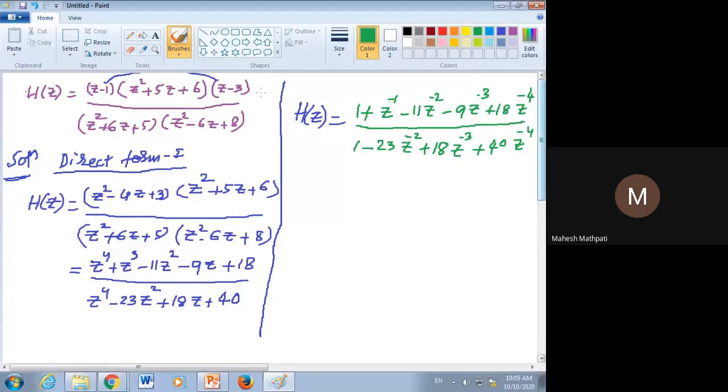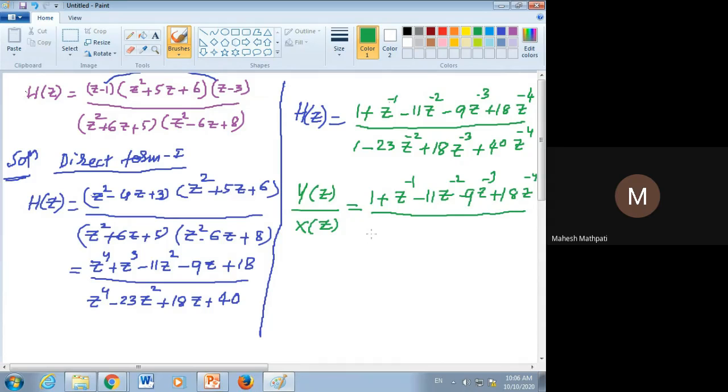Now this h of z can be written as y of z divided by x of z, which is equal to 1 plus z inverse, minus 11 z power -2, minus 9 z power -3, plus 18 z power -4, divided by 1 minus 23 z power -2 plus 18 z power -3 plus 40 z power -4. Hope everyone understood this. Any difficulty here?